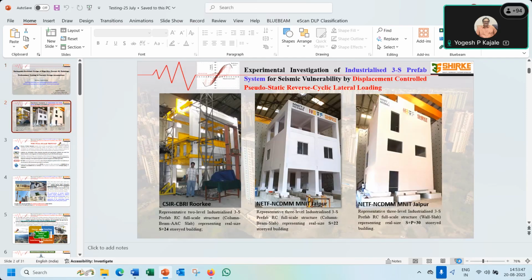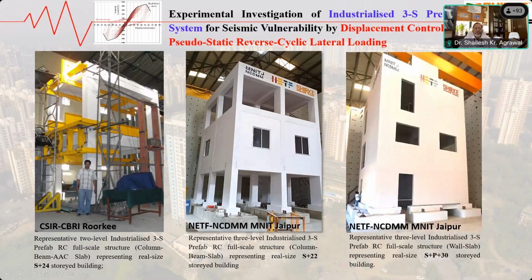With this background, we started precast construction in India in 1971-72. It's a long story back. During those years, the full-scale testing facilities were not available in India. So naturally, low-rise buildings were constructed and sub-assemblage testing was done. When the full-scale testing facility was created in India, we were the first to get our 3S system, the precast construction system, tested at CBRI Roorkee.